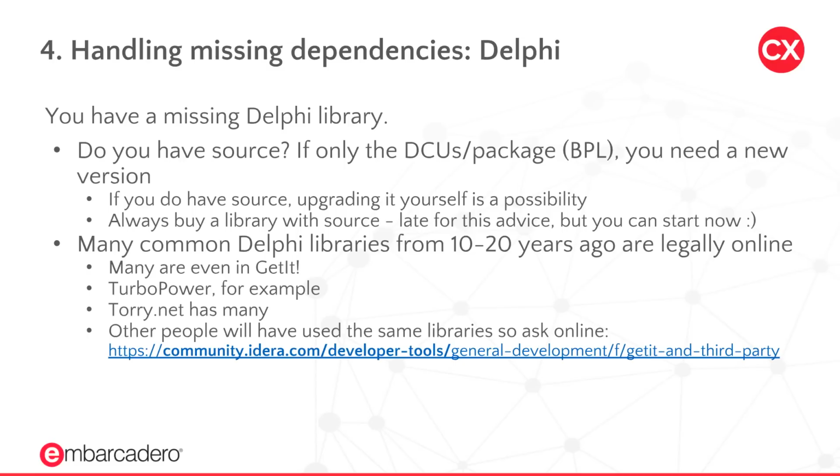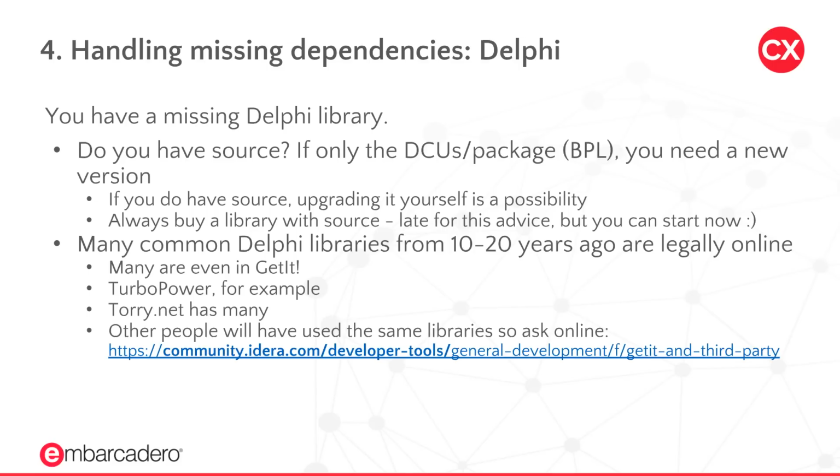And as a bit of a word of advice, possibly 10 or 15 years too late, but advice now is always better than any other time. If you can, always buy a library with source, because it gives you a fallback. It gives you something you can rely on. You don't end up trapped with a particular version because you only have binary code that will only work with a specific version.